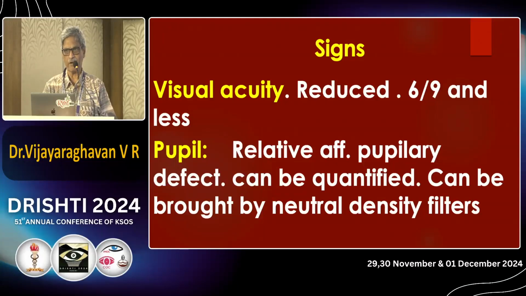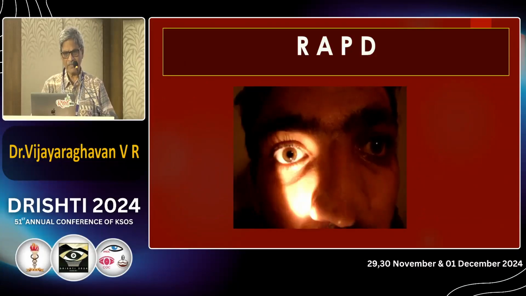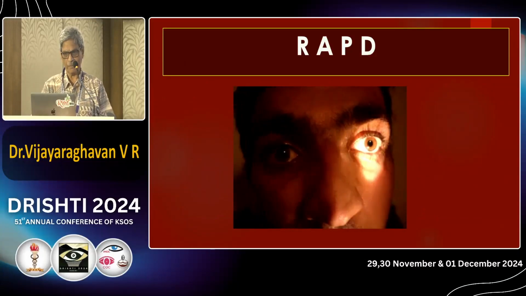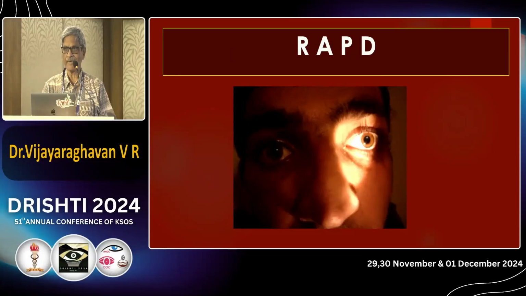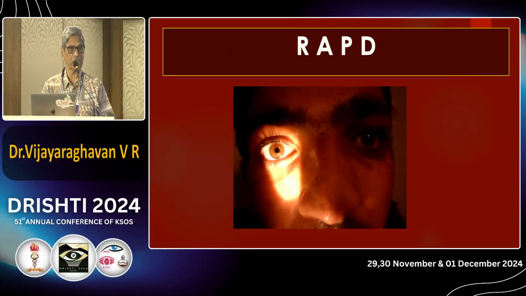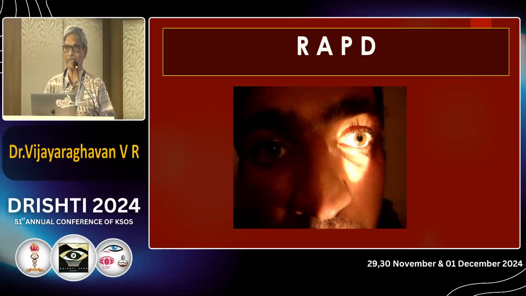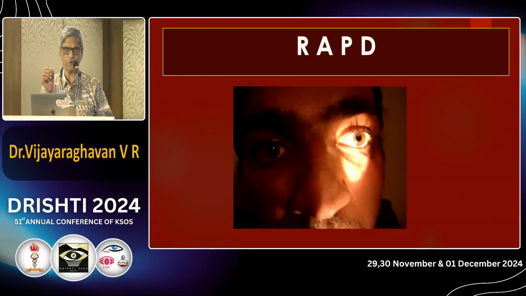RAPD is the relative afferent pupillary defect. Can you see here the right eye pupil constricts, and when you put the light in the left eye, the pupils dilate. Now come back to the right, it constricts. It's called the left eye has got RAPD. Never forget this. The most common cause for RAPD is optic neuritis. But we have so many problems in the retina, CRA occlusion, vein occlusion, so many things can happen. RAPD can be there.